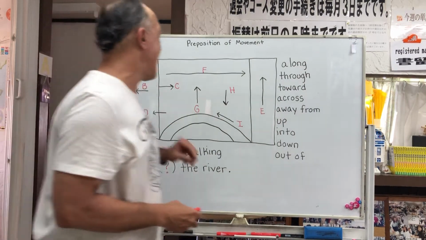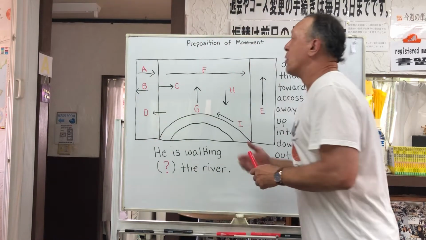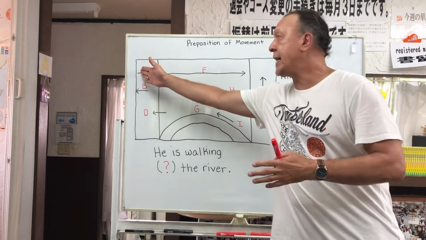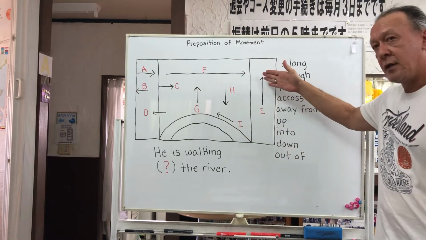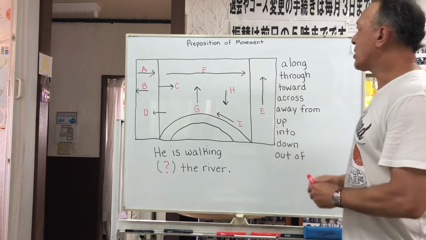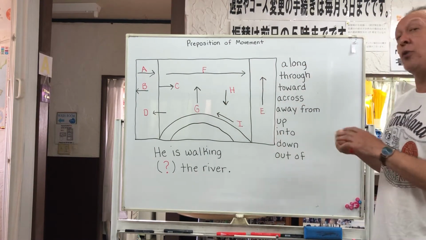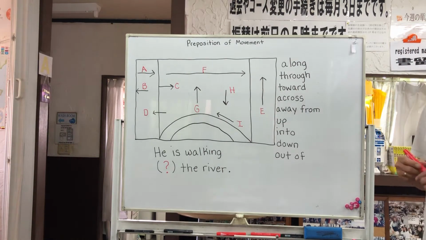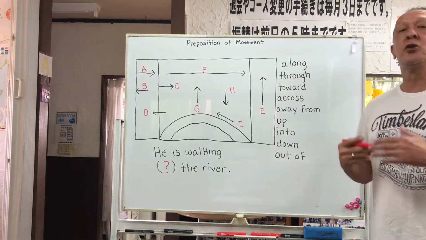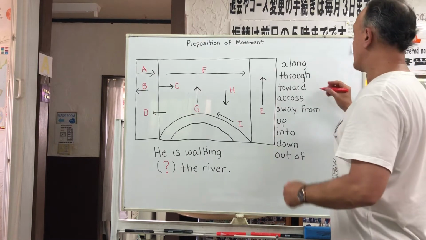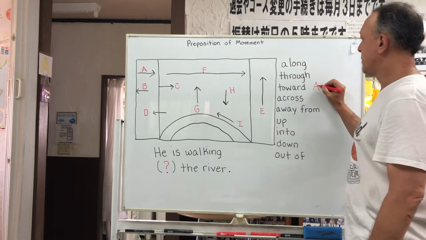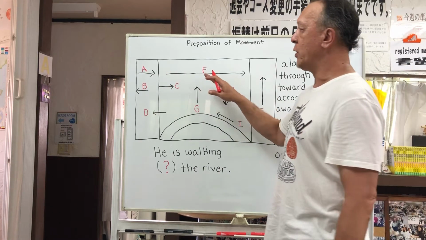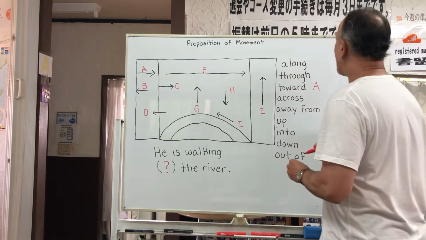Let's look at A. As we see from this arrow, the person, he, is walking the river. So which would you think would be the correct preposition of movement? Here, we would use: he is walking toward the river. Toward the river.